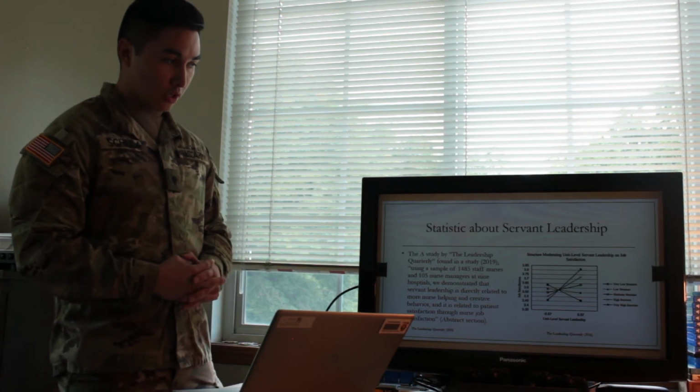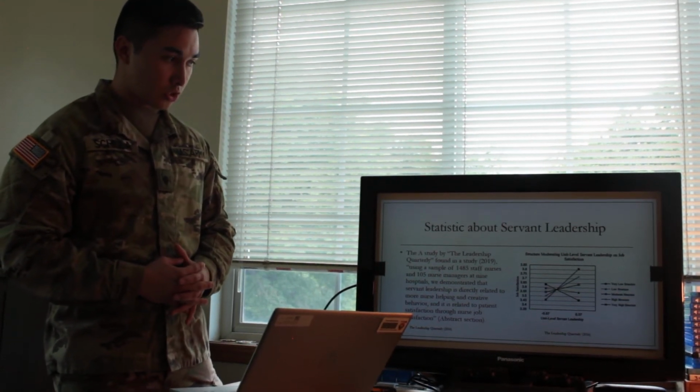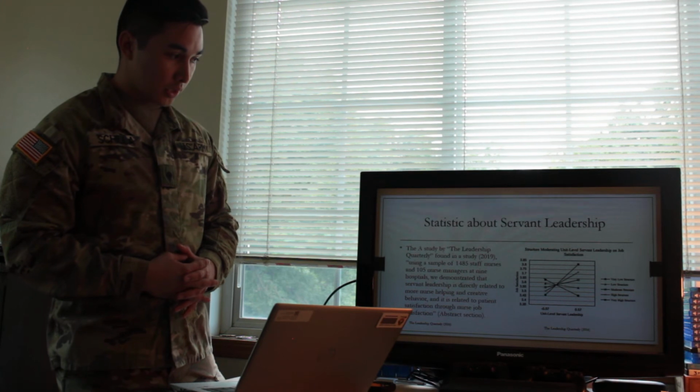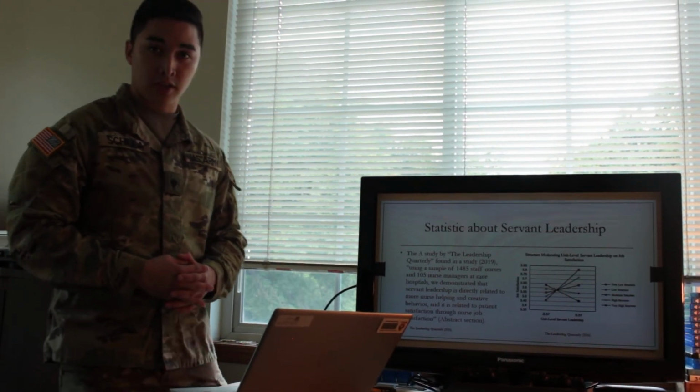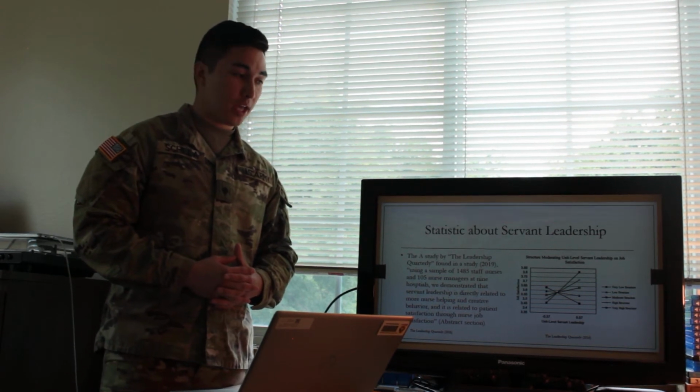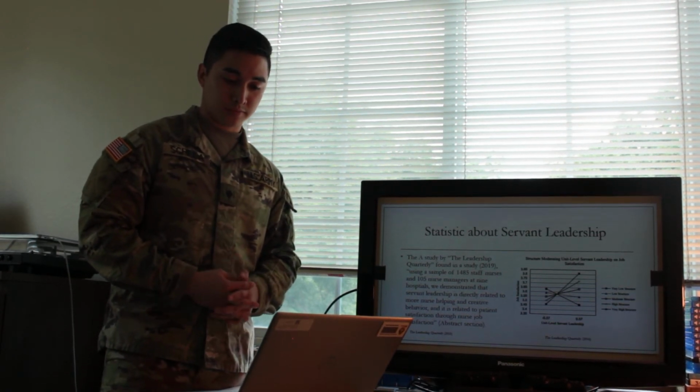And on the left side of the screen, you can see the structuring model with an increase in servant leadership structure. You also saw an increase in nurse satisfaction at the job, as well as patient satisfaction.